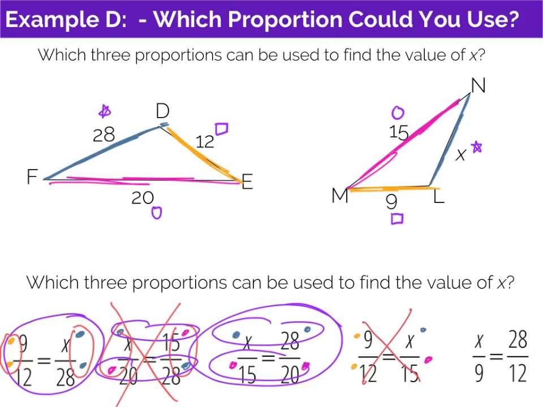Now let's take a look at the last one, and we've got X, which is going to be blue, our 28, which is going to be blue, our 9, which is going to be orange, 12, which is going to be orange, and then we can see that they match up horizontally in this case, so this is a correct proportion. Now again, if you don't want to sit around matching colors or symbols, there's no problem with that.